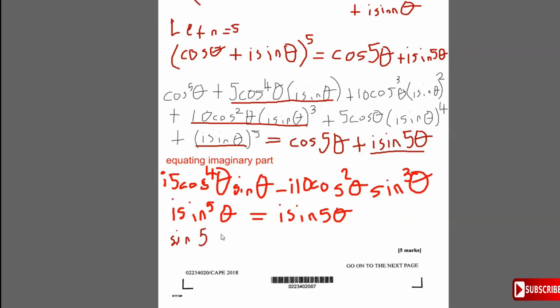Dividing through by I, we get sine 5 theta is equal to, when you divide through by I, this part becomes sine to the 5th theta, minus, well, plus, when you divide through by I, you get plus 5 cos to the 4th theta sine theta.